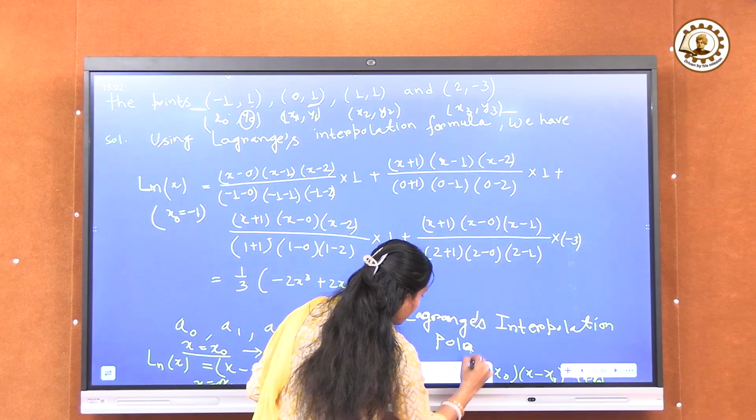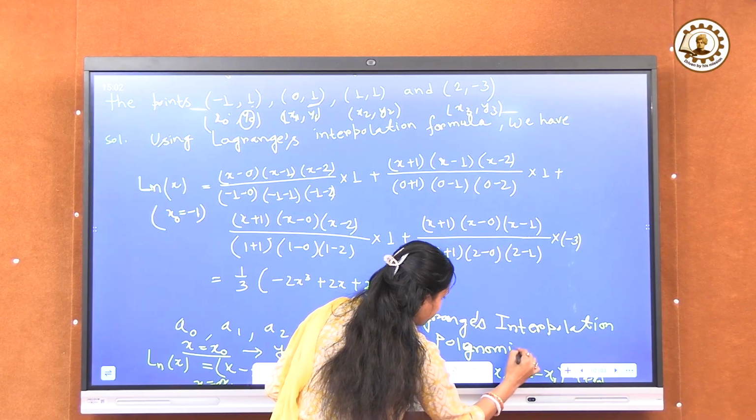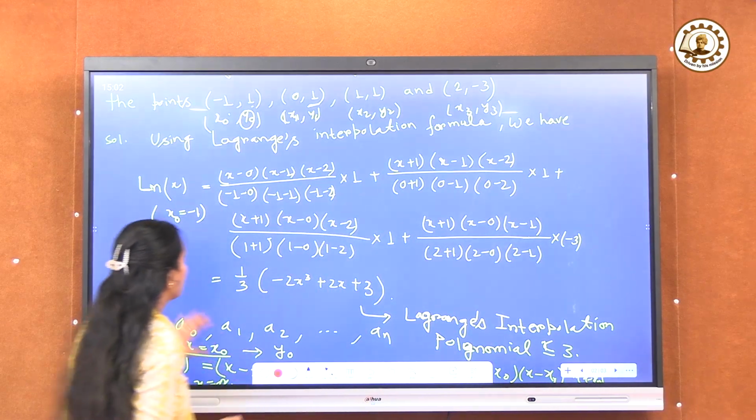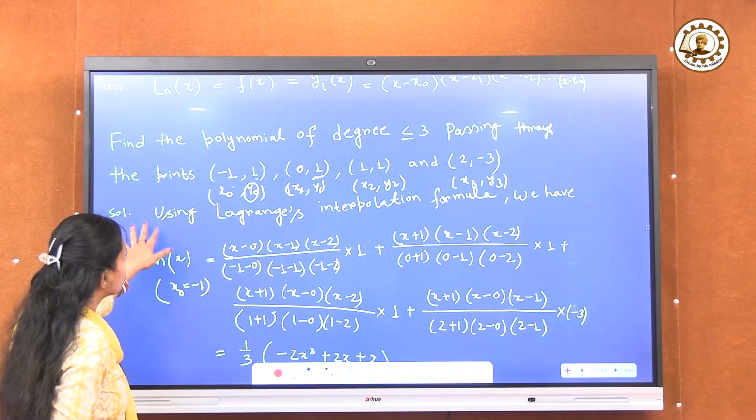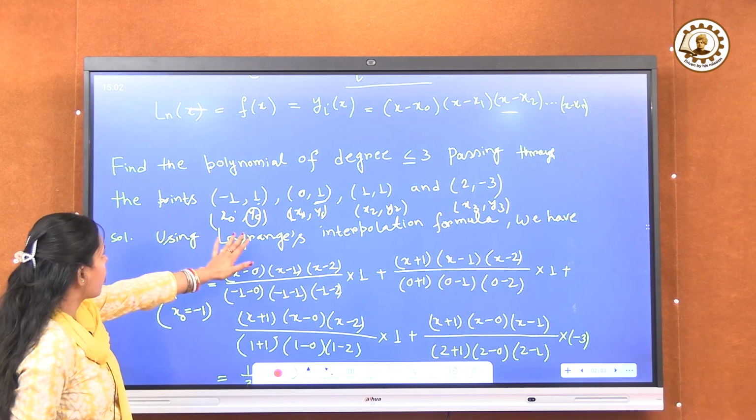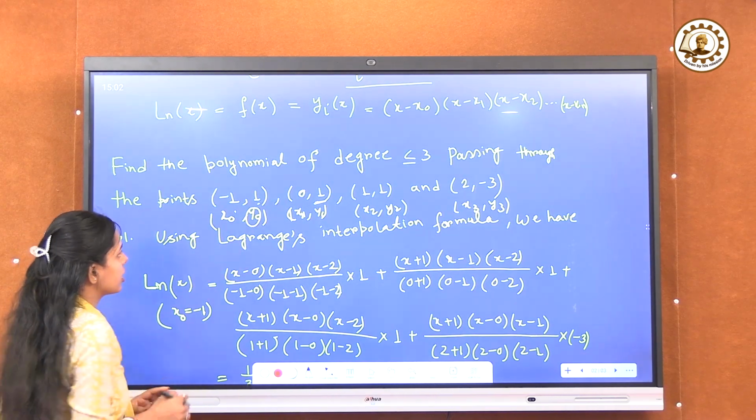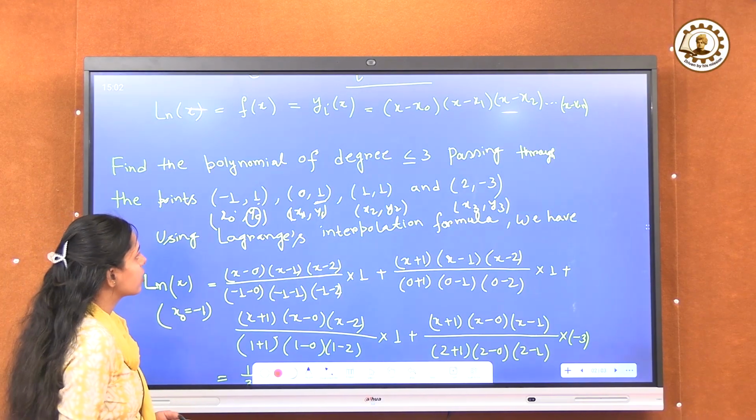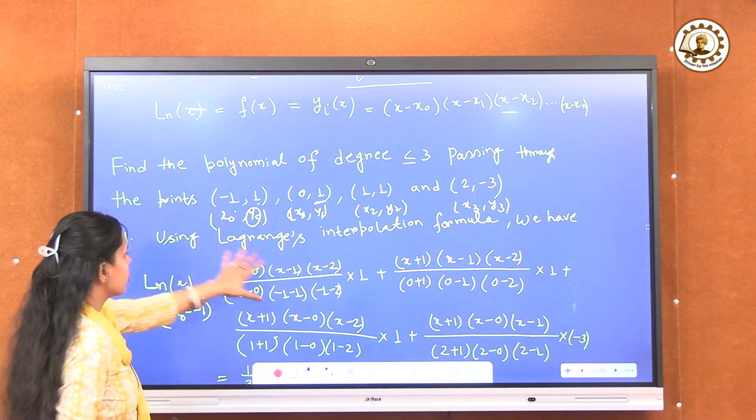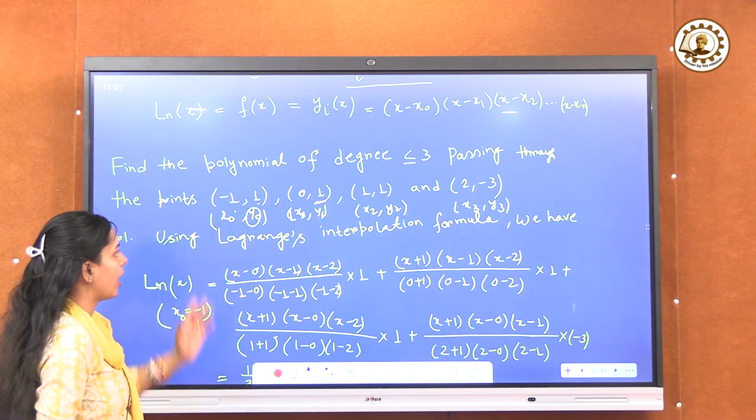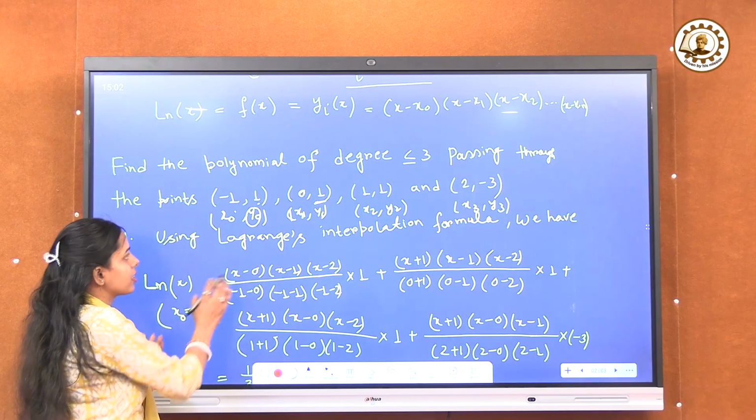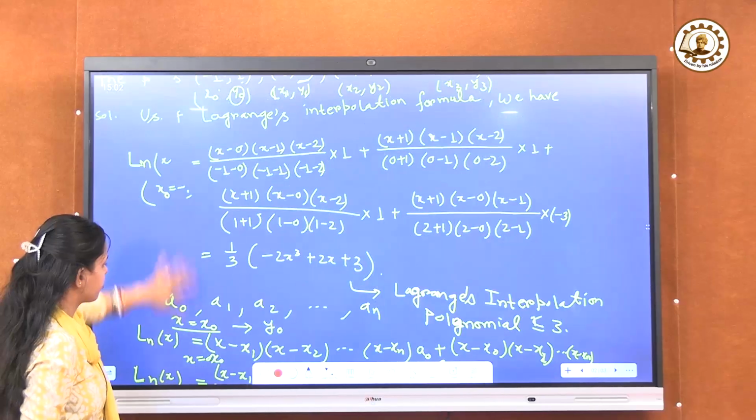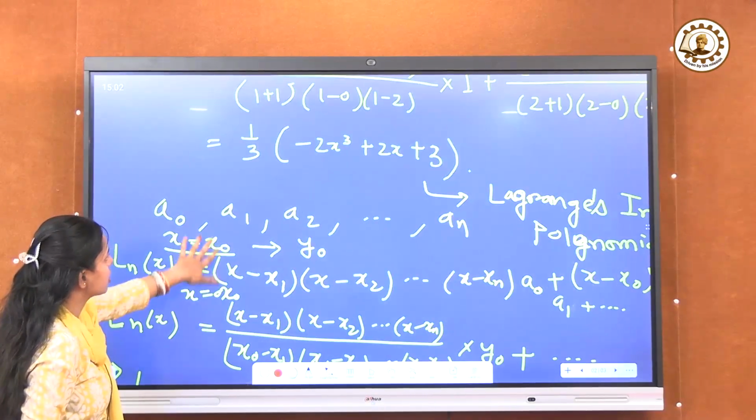This polynomial is of degree less than or equal to 3. By this process we find the polynomial of degree less than or equal to 3 or 4, whatever is given in the question. How to find it? We apply Lagrange's interpolation formula, and here the points are not necessarily equispaced. So this is the required answer.